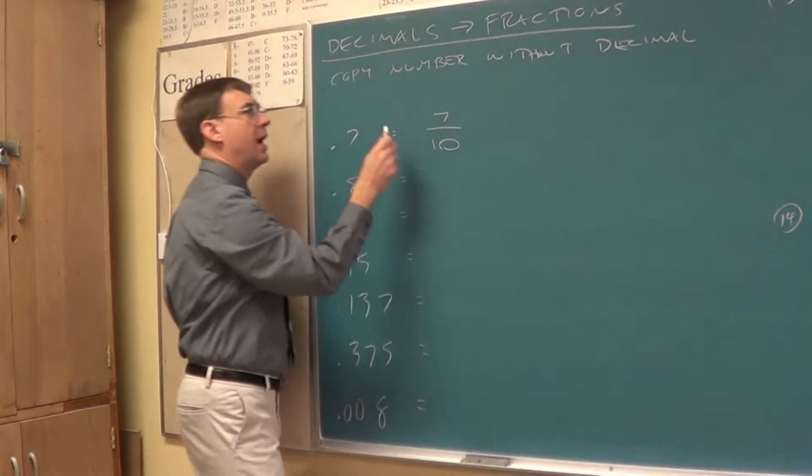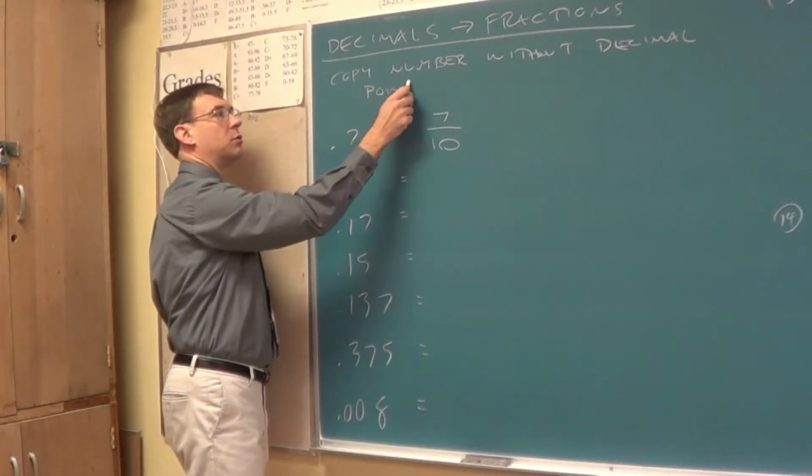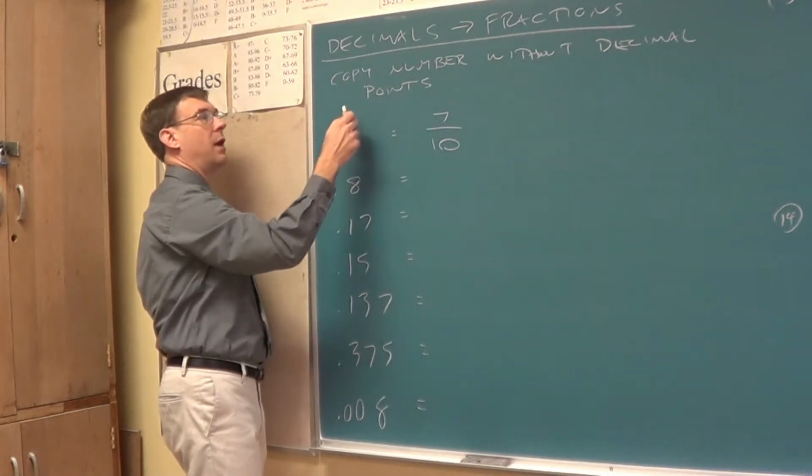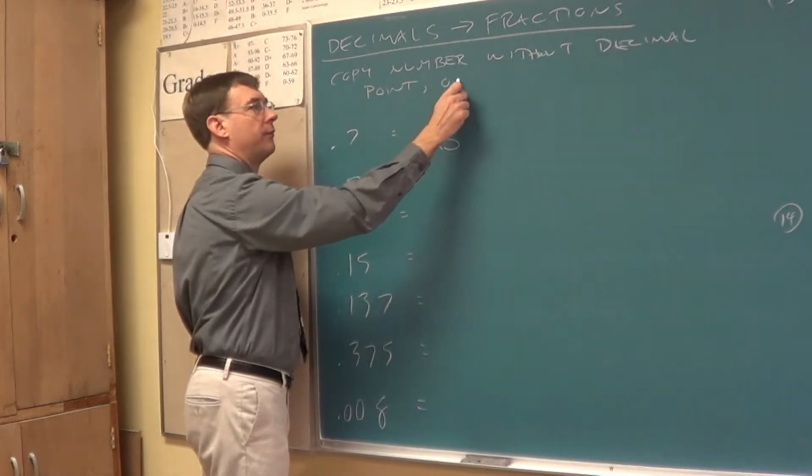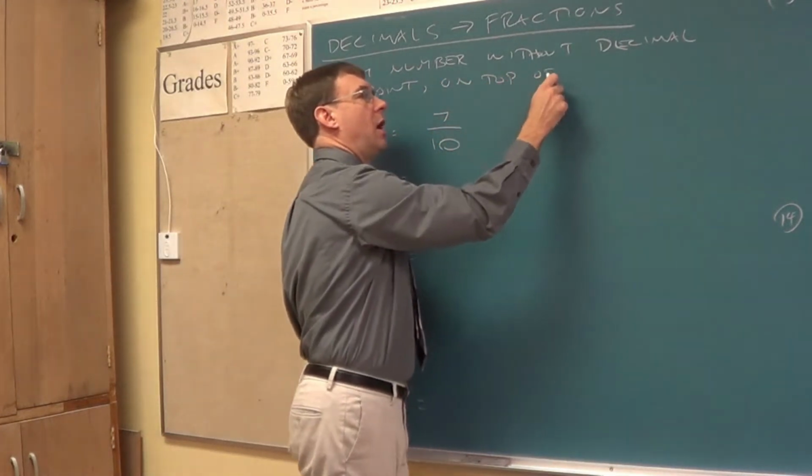Decimals and fractions are like cats and dogs. They don't mix well. Oil and water, however you want to make the analogy. So we're going to copy the number without the decimal point on top of the place value.